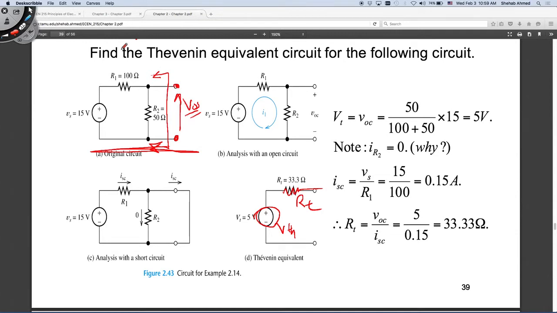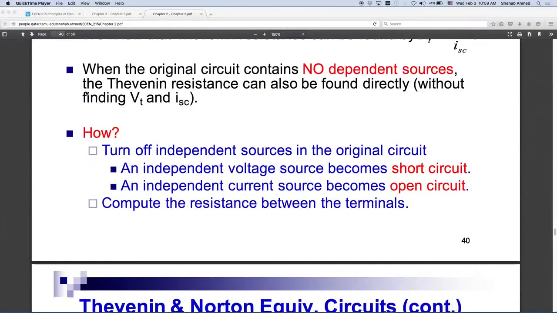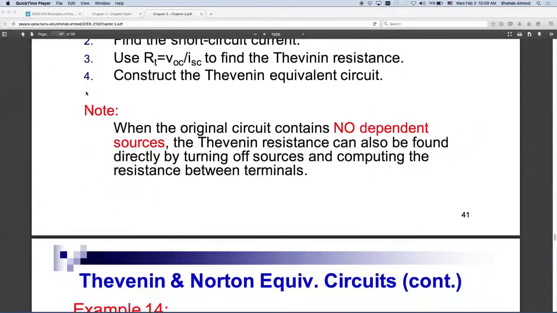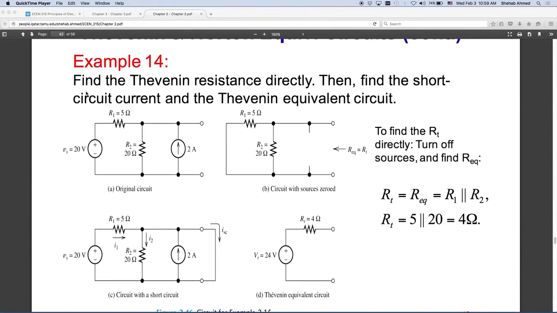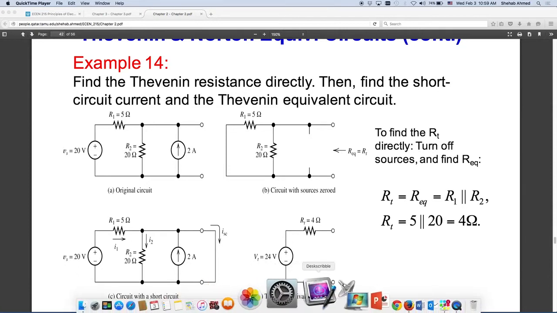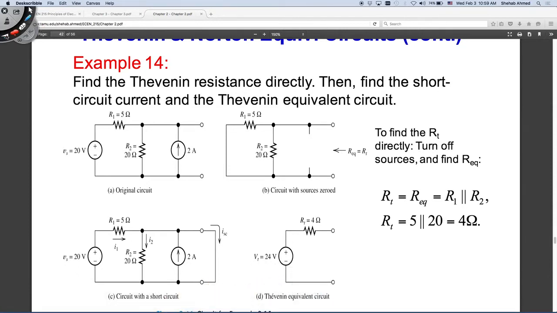Okay, I think the next one will be an example. They just go through the procedure, so we will not read the procedure. We will just go through an example. Find the Thevenin resistance directly, then find the short circuit current, and then the Thevenin equivalent circuit, right? So I went through a bunch of hoops here.